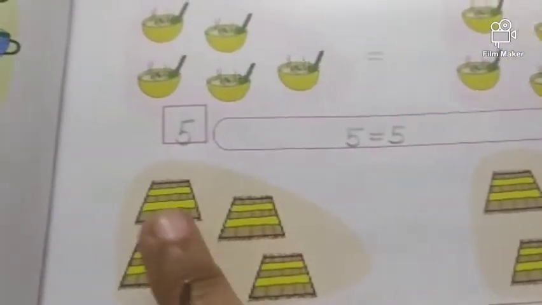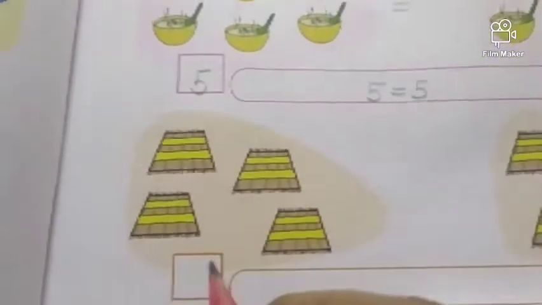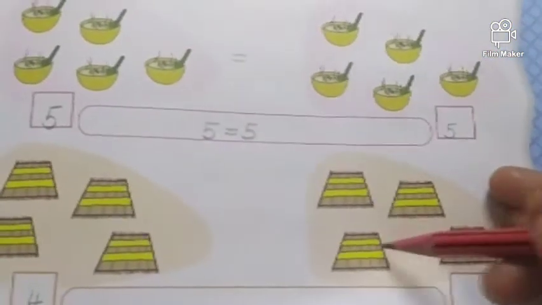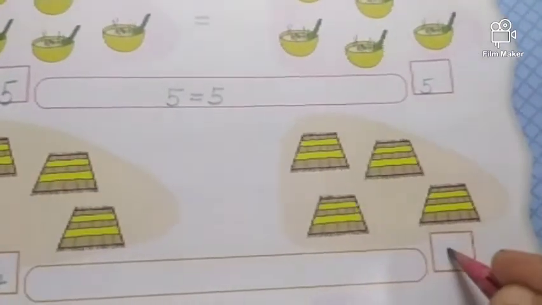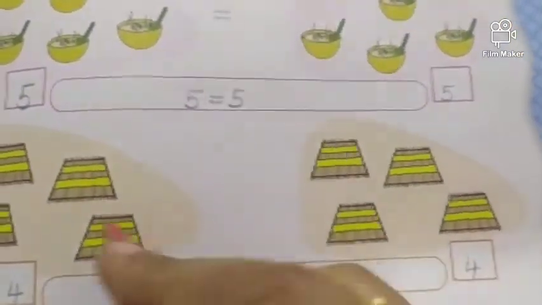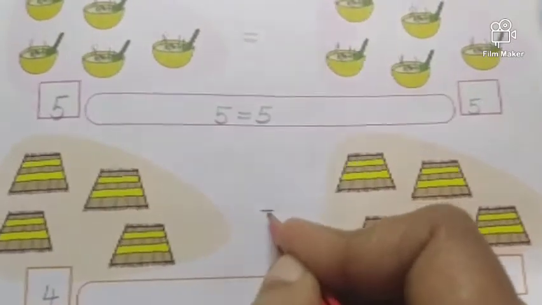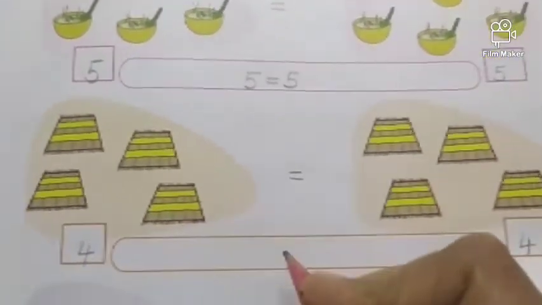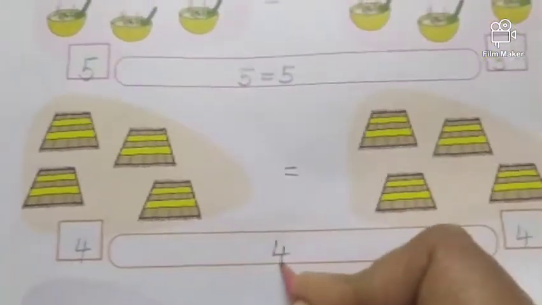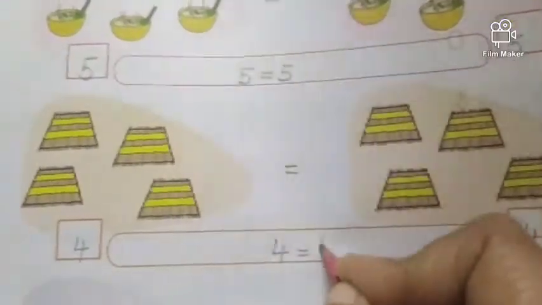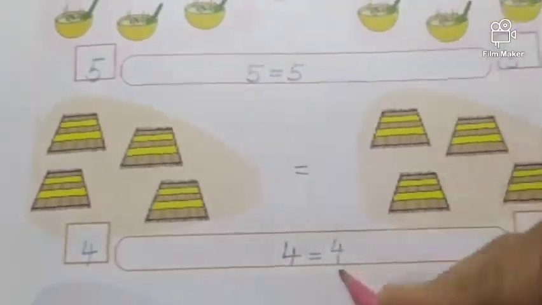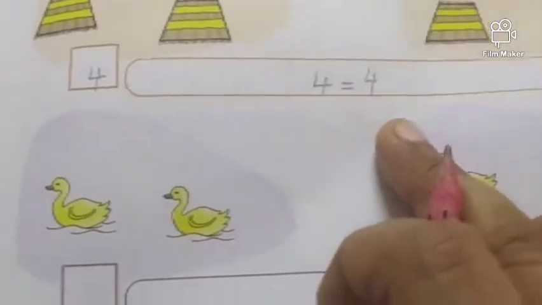Now count the mats. 1, 2, 3 and 4. How many mats are there? 4. Write down here 4. Okay. And this side 1, 2, 3, 4. Same 4. So write down 4. Which sign will come in between? Equal to. And write the expression. How you will write? 4 equal to 4.